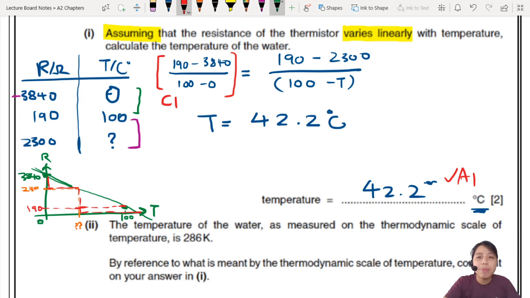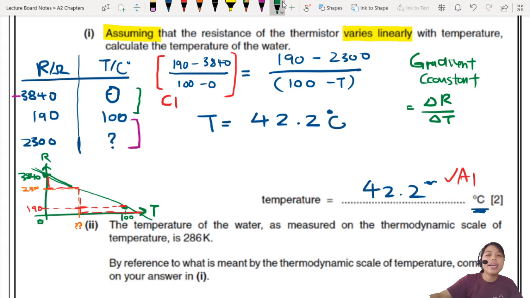So to recap, the main idea is that if it's a straight line graph, if it's linear, it means the gradient is constant. And how do you find the gradient? Y2 minus Y1 over X2 minus X1, also known as delta R over delta T. As long as you take any 2 points, your delta R over delta T should be the same ratio. So this is the ratio that you want, delta R over delta T.